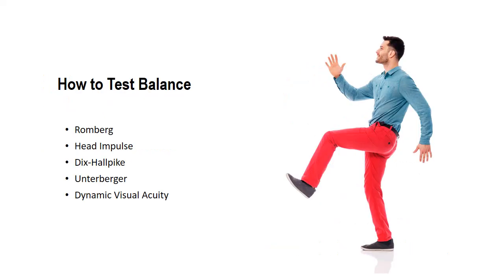Clinical tests of balance mechanism. How do we test this complex system at the bedside? Here are 5 essential clinical tests ranging from screening to specific. These are Romberg's test, head impulse test, Dix-Hallpike maneuver, Unterberger's stepping test, and dynamic visual acuity.